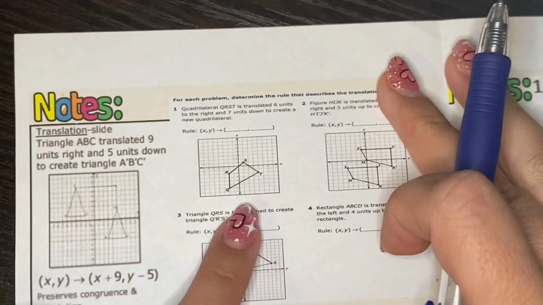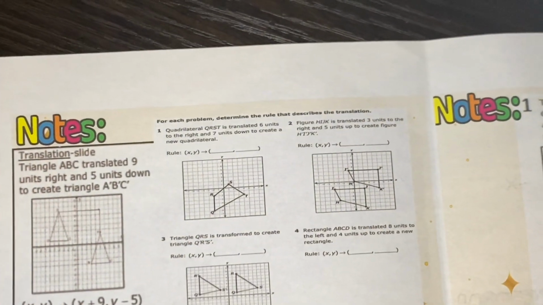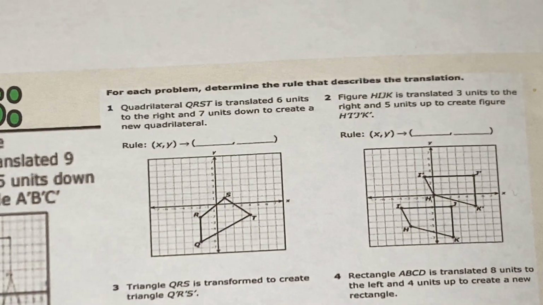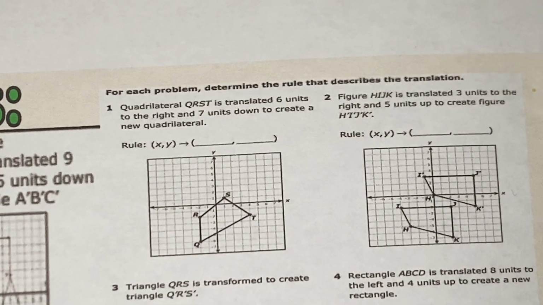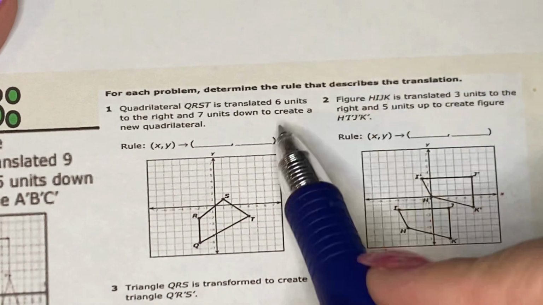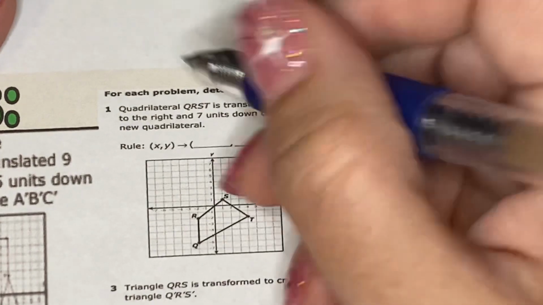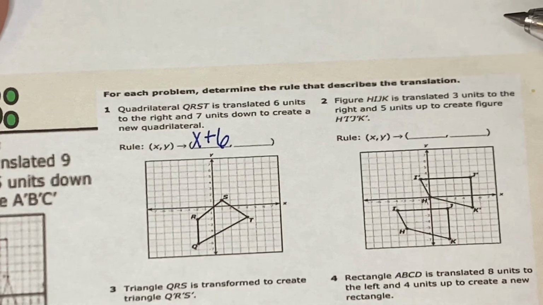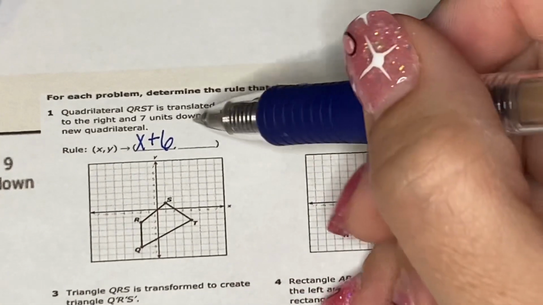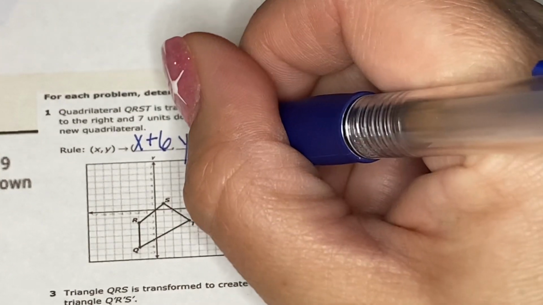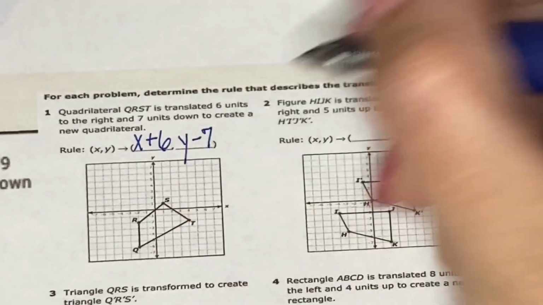So let's look at an example here. This one, number 1. So this one says quadrilateral QRST is translated 6 units to the right and 7 units down to create a new quadrilateral. Okay, you start with the first one. It says 6 units to the right. That means your X is going to move to the right. So you would say X plus 6. The next one is the Y movement. Since it's moving 7 units down, you would say Y, and then it's moving down, so you say -7. And that's the rule.